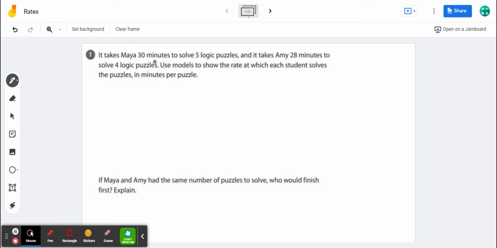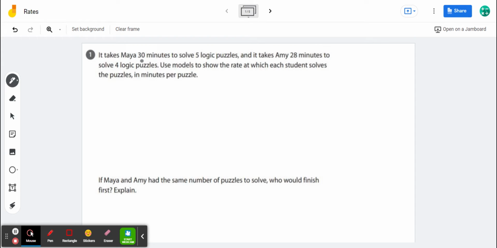So they give us some information. They tell us how much time it takes them for a specific number of puzzles. Using the information they give us, we have to figure out a rate. Remember, a rate is going to be a ratio in which you compare one quantity, so in this case minutes, to one unit of another quantity. So that means per one puzzle. Per means one, because that's more valuable.